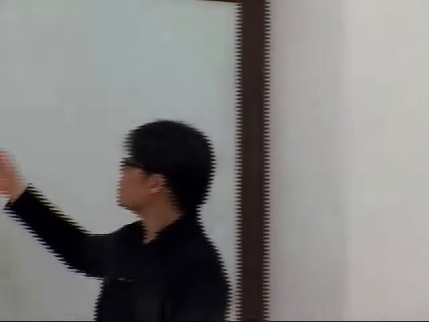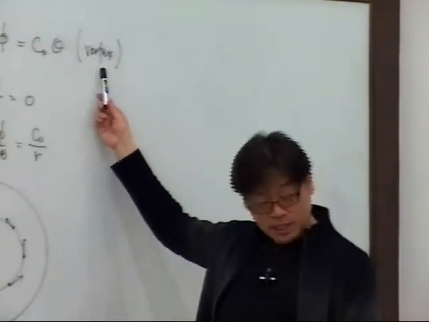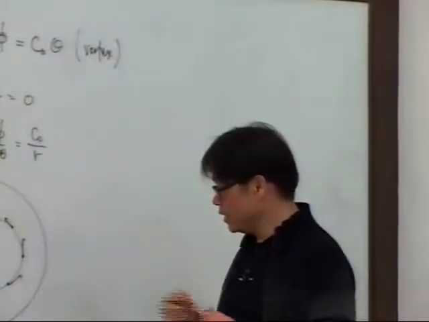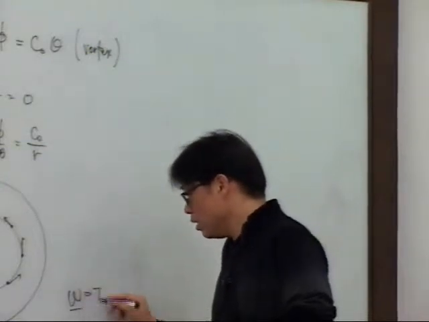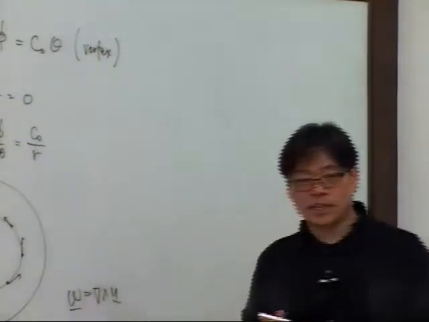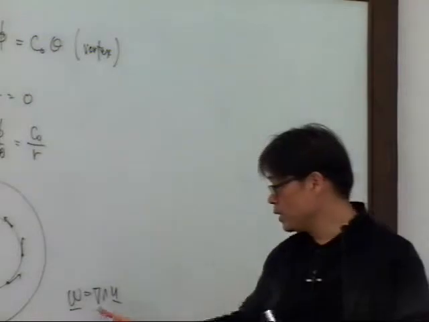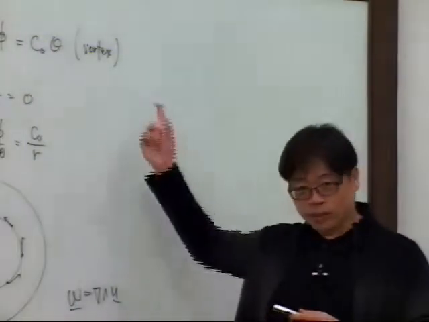So you shouldn't get confused. This vortex is different from vorticity. Vorticity is the curl of the velocity vector, right? That's the definition of vorticity, and this is a vortex. Okay.